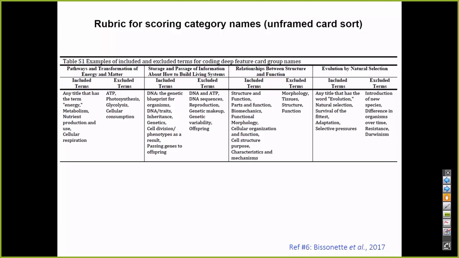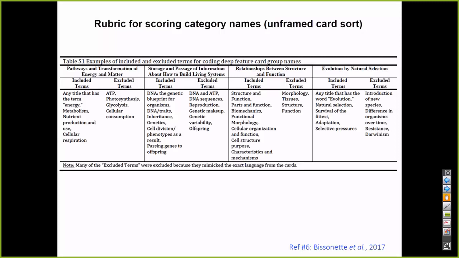So you can have a rubric like this where you say, if they say any of these terms, then it counts as a deep feature. If they say these terms, it doesn't count. And the reason why it doesn't count in this case is because those words are actually stated in the cards, right? So it doesn't make sense. All you did is you repeated what was said in the cards.